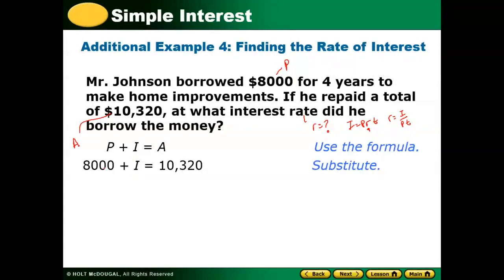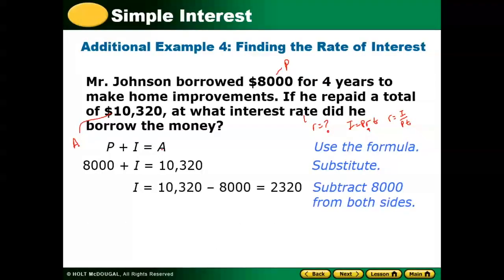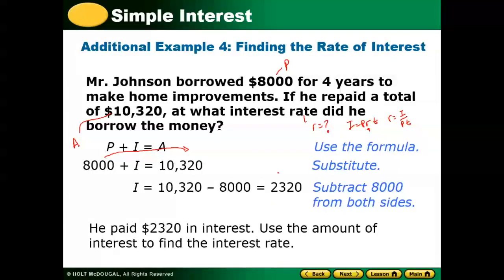So I know that my principal is 8,000, my amount is 10,000 and something. So my interest is actually just going to be the amount minus the principal. Remember algebra, if I bring this over to this side, I have to subtract it. But really, you don't even have to do this formula. You can make sense of the fact that this is the amount that I borrowed. This is how much I paid back. So if I subtract these two, I'll get how much interest I paid. So that's $2,320. So that's how much interest he used.